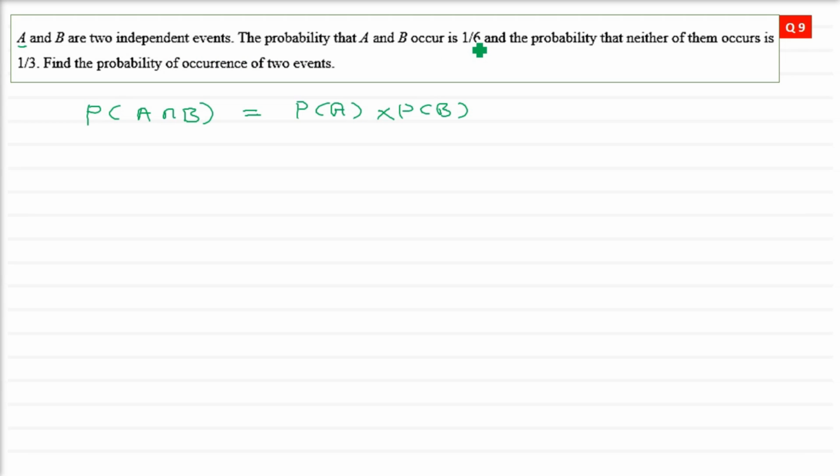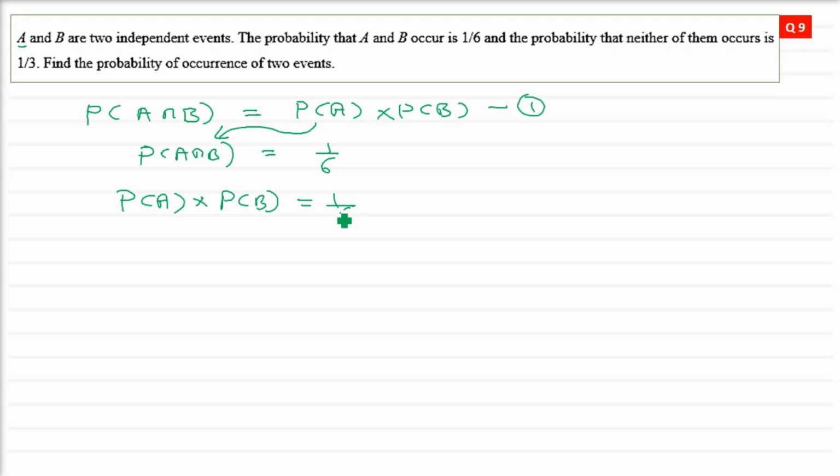Now A and B occur together. What does it mean? P(A intersection B). Intersection means and. Wherever you see and, it's A intersection B. Wherever you see A or B, it's P(A union B). So we are putting P(A) into P(B) in place of P(A intersection B). So P(A) multiplied by P(B) is equal to 1 by 6.